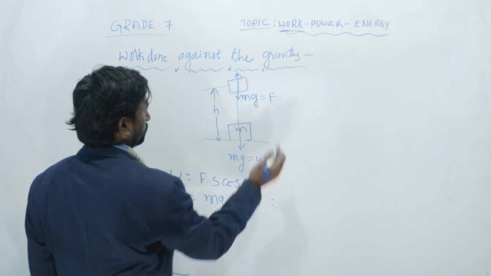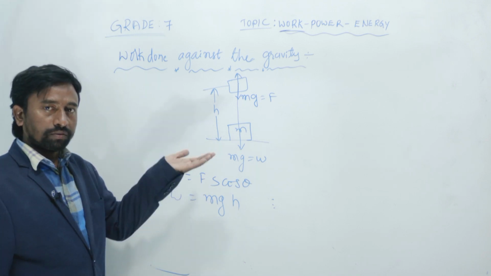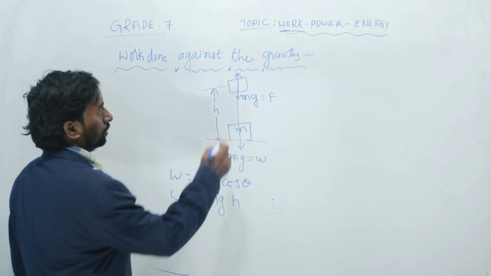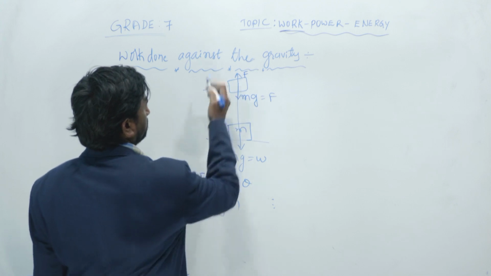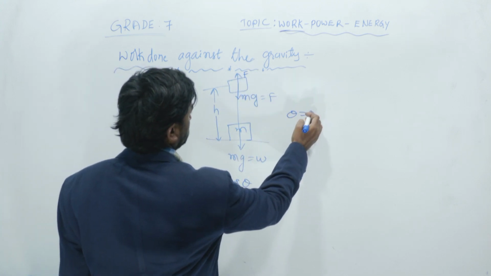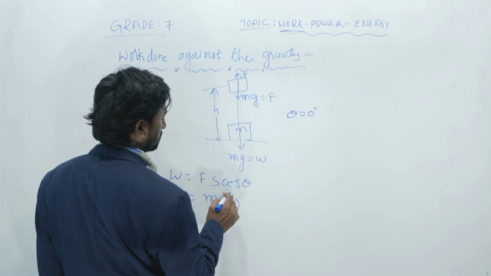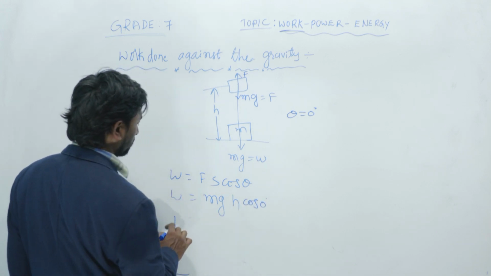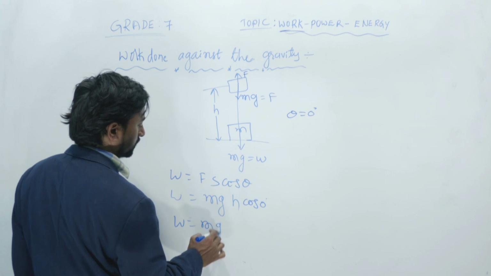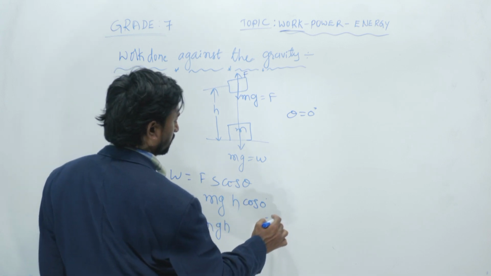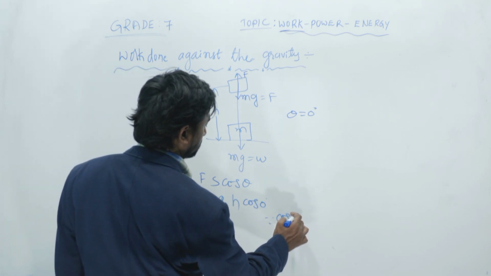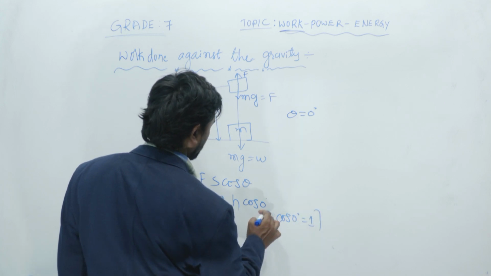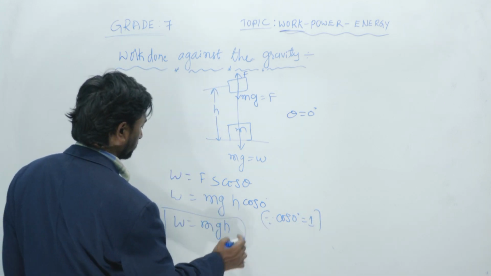If we consider the force against the gravity, which means we are lifting, then the force is acting in the same direction as the displacement. Then theta is 0 degrees, and cos of 0 degrees is 1. So we will get mgh, since cos 0 degrees is equal to 1. This is the work done against the gravity.